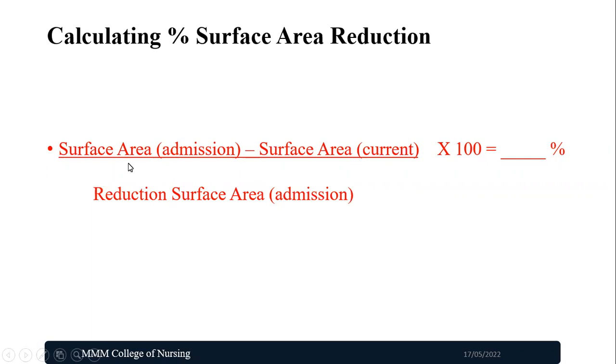Suppose you calculate the surface area at the admission of the patient, then calculate the surface area at the current time. Suppose you are going to assess the surface area reduction today. So what is the surface area at admission and what is the surface area today, and what is the difference between the surface area on admission and today's, multiplied by 100, which gives the surface area reduction.